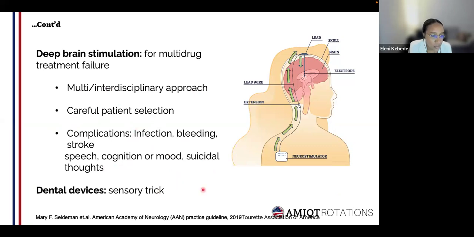Dental devices also have been tried out in some studies where the idea of it is it has a sensory trick. It has been more studied for dystonia, like cervical dystonia, where a patient bites on a dental device and that sends the sensory trick, which relieves the contraction, the spasm. For Tourette's, it's not been very well studied, but it has shown improvement in some patients.